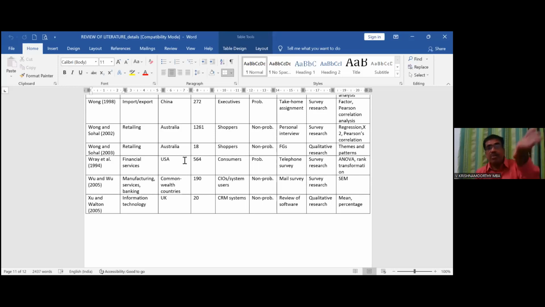Now you can also show this kind of information. I have read several research papers, oral research papers, for review of literature. See, this is a sample size. And then if they want, they can also refer.